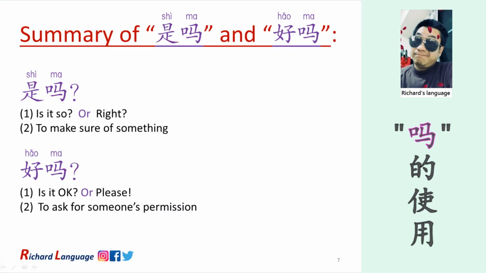Okay, let me give you the summary of 是吗 and 好吗. Okay, 是吗 which means is it so or right? And we use this to make sure of something. And 好吗 which means is it okay or please? And we use it to ask for someone's permission.